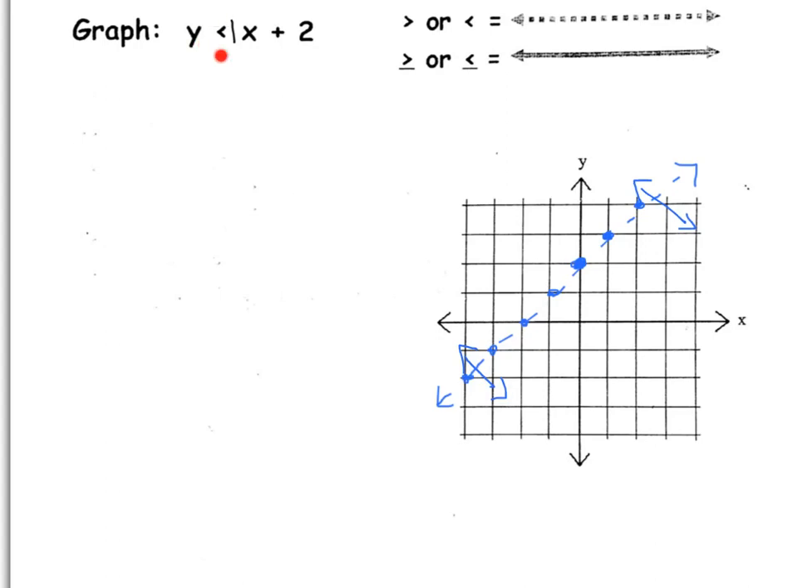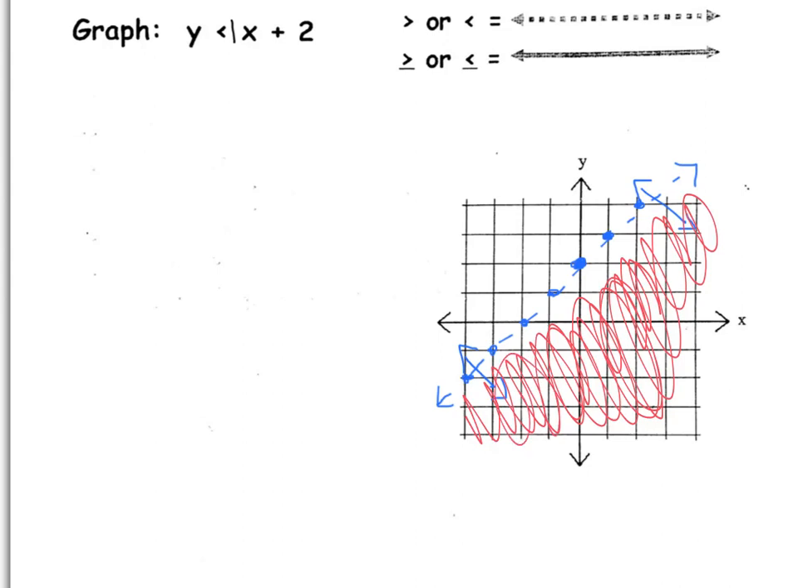And now, because this is a less than, you're going to shade to the arrows that point down. You're going to shade everything where the arrows point down. If this was a greater than, then you would shade to all the arrows pointing up. Okay, so we're going to go here, and you're just basically going to shade everything that is less than. And that is it. That is graphing an inequality.